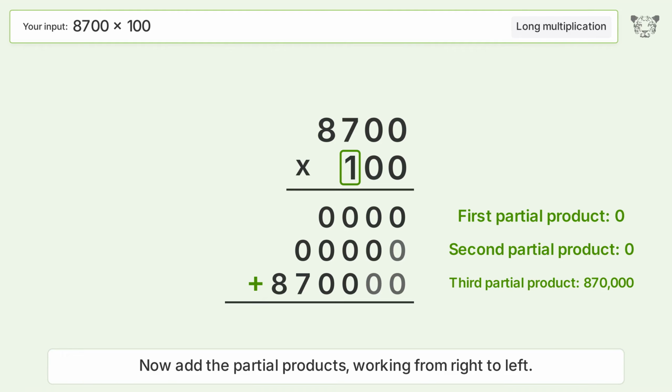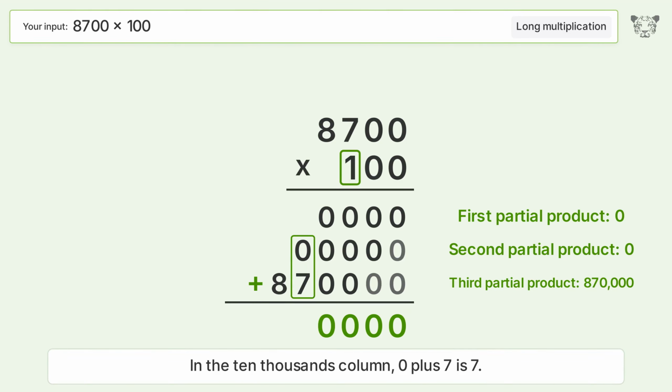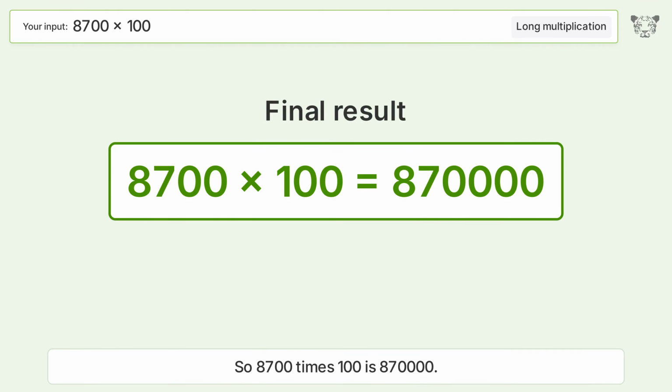Now add the partial products, working from right to left. The ones, tens, hundreds, and thousands columns each add to 0. Move right to left, one column at a time. In the 10,000s column, 0 plus 7 is 7. In the 100,000s column, bring down 8. The product of the whole numbers is 870,000. So 8,700 times 100 is 870,000.